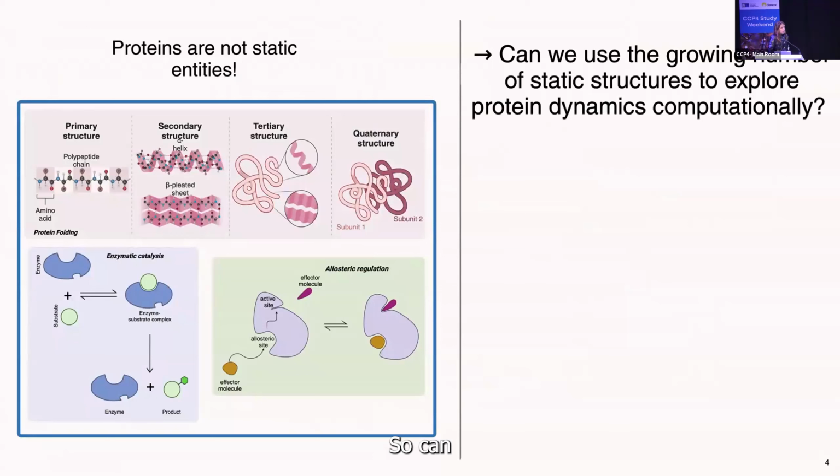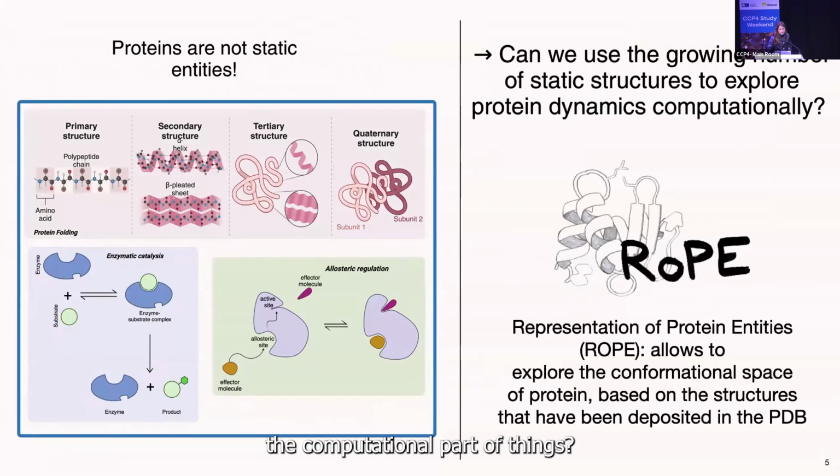So can we use the growing number of static structures that we have, which were used to create these really nice machine learning tools, to also understand the dynamics, not just stay with the static structures? And just to clarify, I mean computationally, because of course we have experimental methods like time-resolved crystallography and so on that can help us with that. But what about the computational part of things?